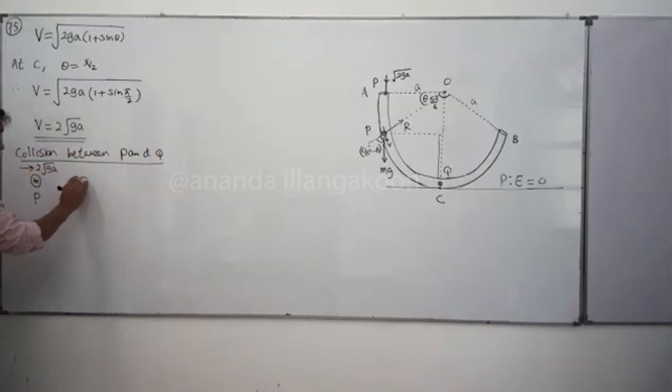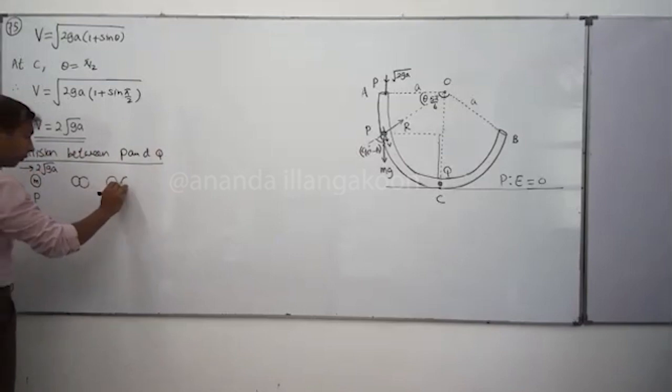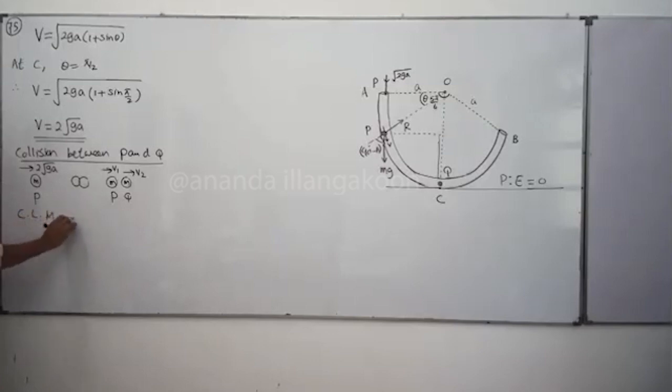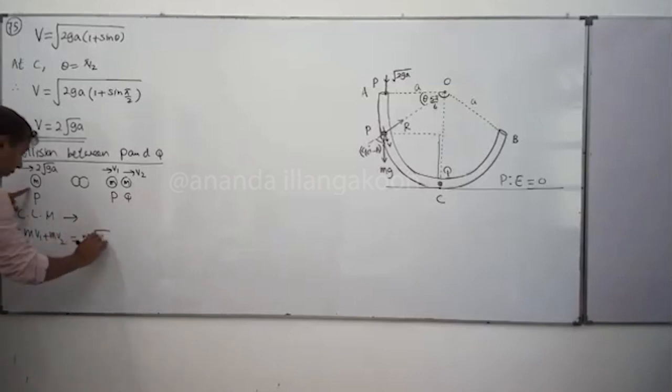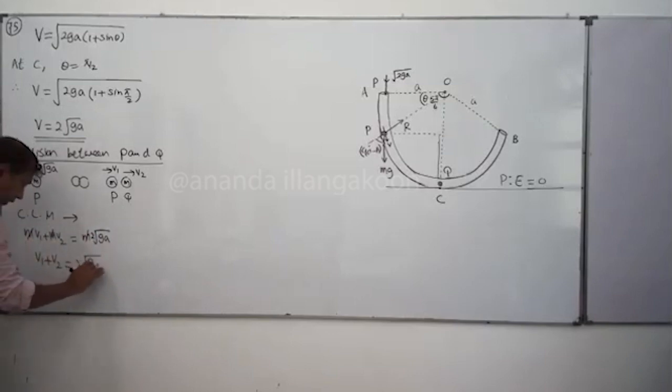Now, P and Q collide. Then suppose they begin to move with velocities V1 and V2. This is P, this is Q. Now we can apply conservation of linear momentum rightward. After the impact, total momentum is equal to the total momentum before impact. Only P was moving, with m times 2 root gA. The m you can cancel down. V1 plus V2 is equal to 2 root gA. This is number 1.